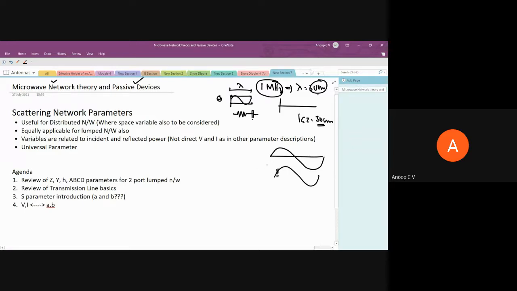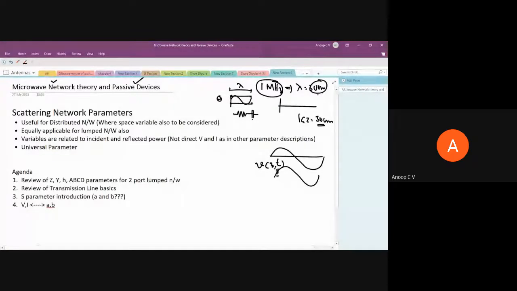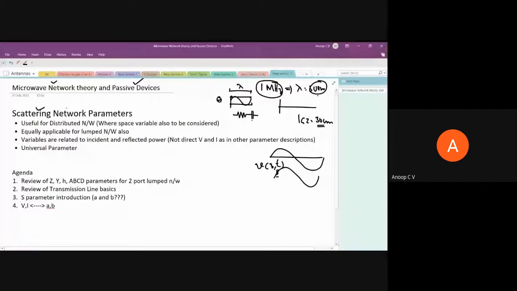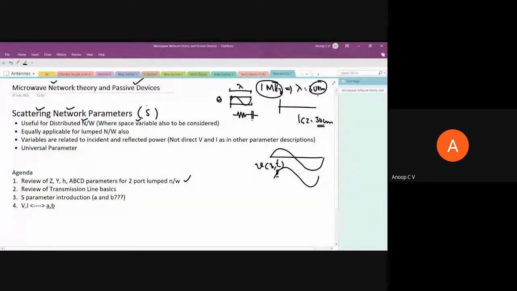So this voltage and current will not only be a function of time, it will be a function of space and time, right? There we have to use the scattering network parameter, or S parameter. S parameter is useful for distributed networks where the space variable also has to be considered. I'll explain the space variable when we review the already familiar network parameters Z, Y, H, A, B, C, D and so on. Z, Y, H, A, B, C, D as such cannot be defined for distributed networks, that is microwave networks. For that, S parameter is used.